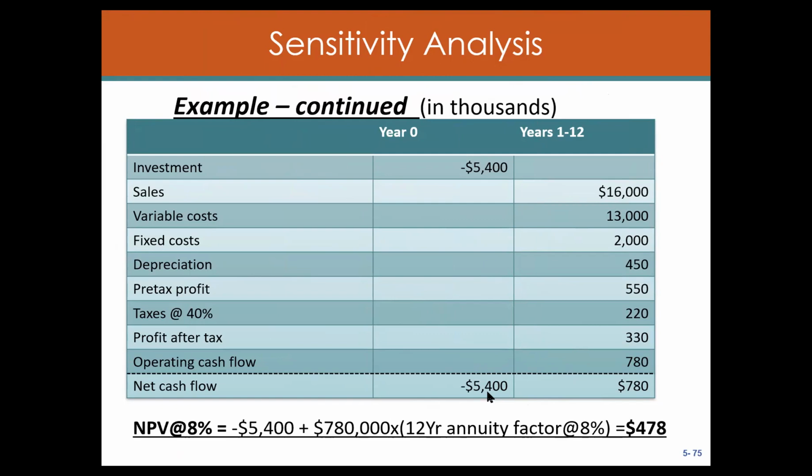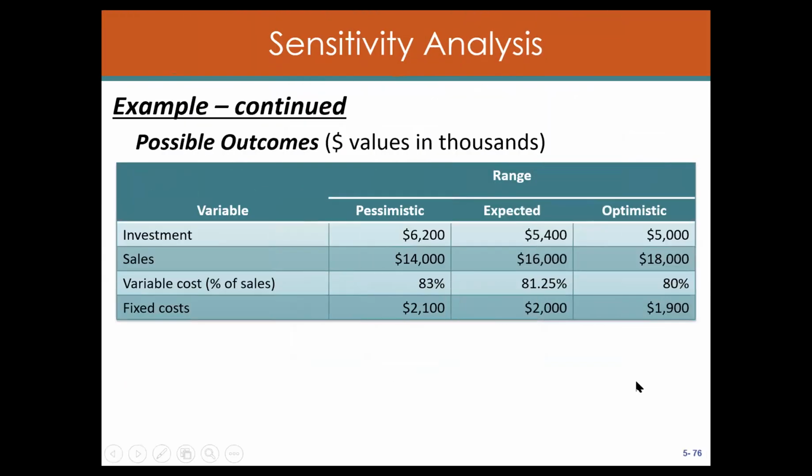My net of 5.4 million is $478 positive. This is 478,000, obviously, because 3 zeros are missing from here. These are all in thousand. So 478,000 is my net present value. It's a positive net present value. You can keep varying this one factor, and that will give you your sensitivity analysis.